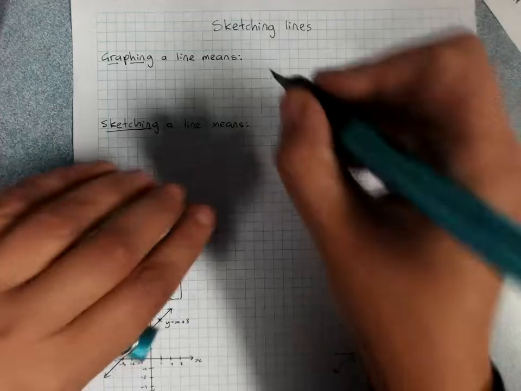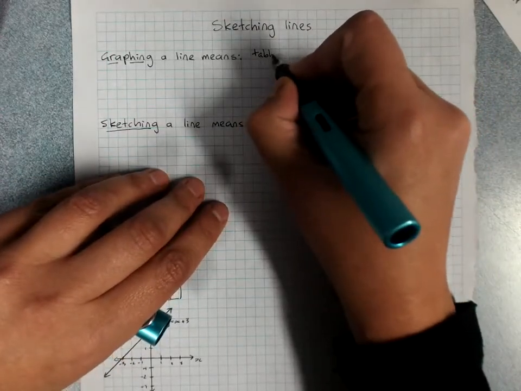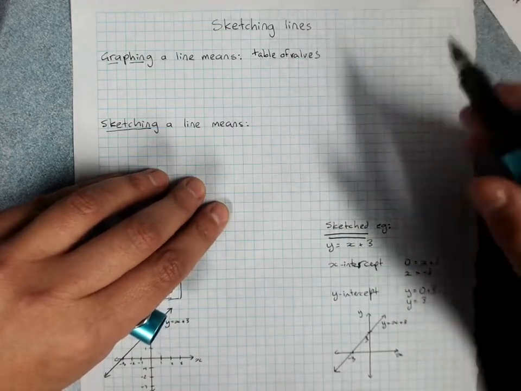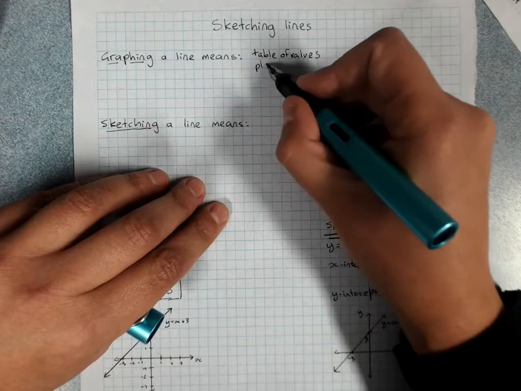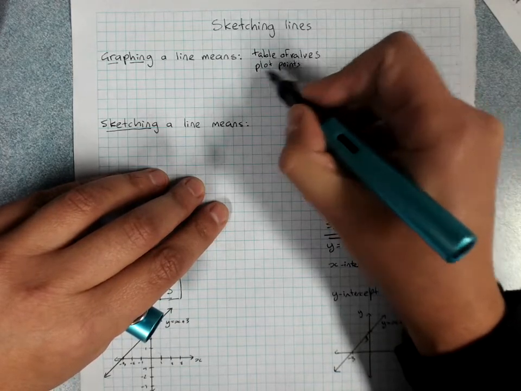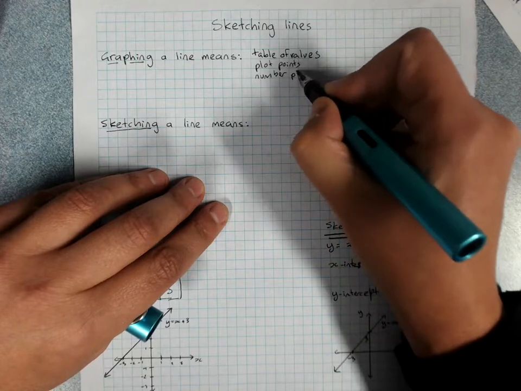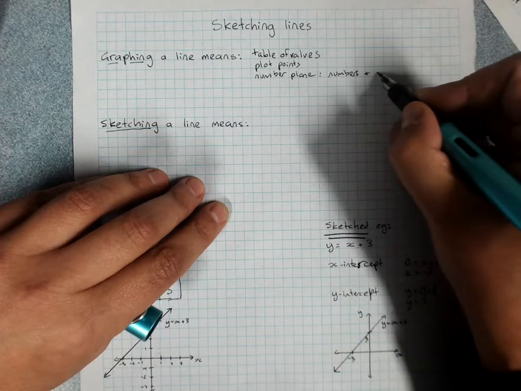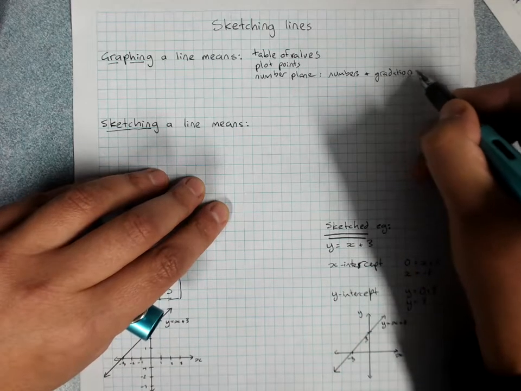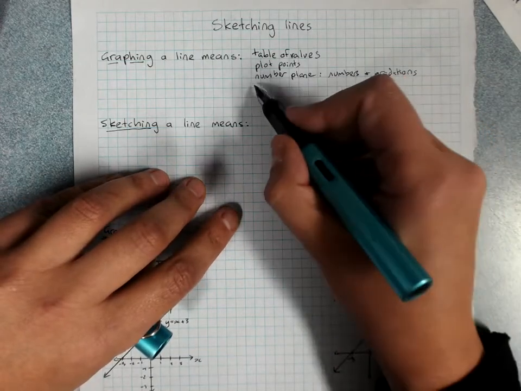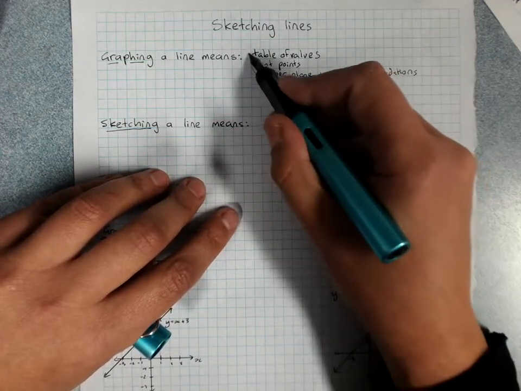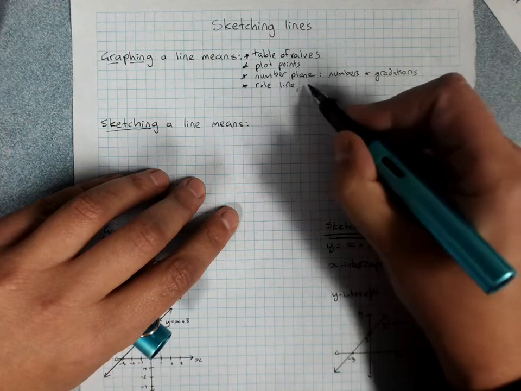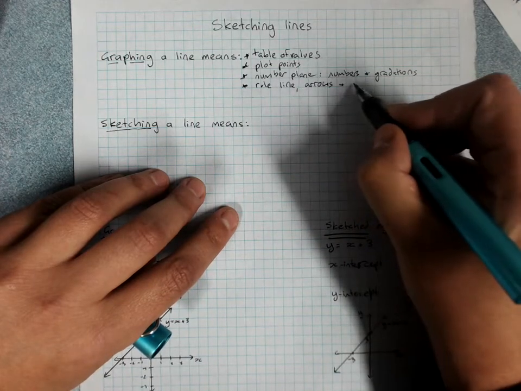So graphing a line means table of values, plot points, our number plane has numbers and gradations, and of course labelled X and Y. And then of course our line gets rule line, arrows, and label.